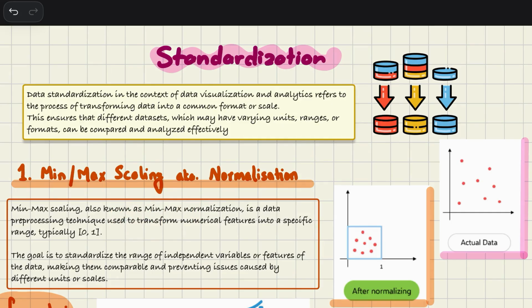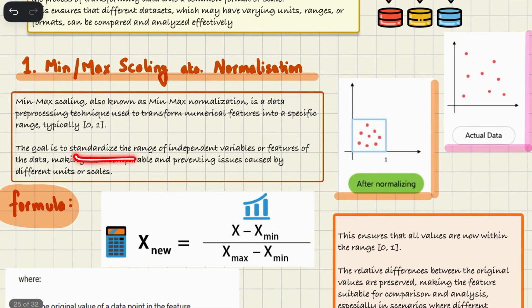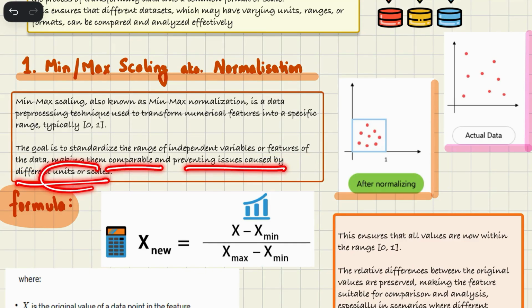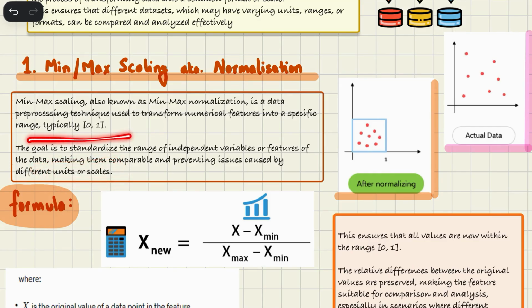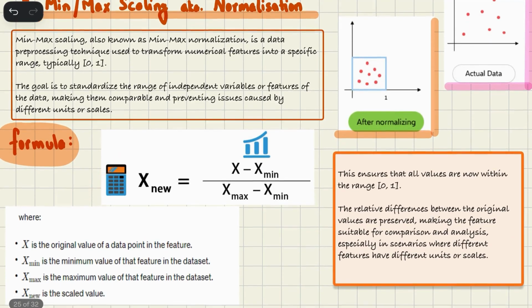Alright, so the goal is to standardize the range of independent variables or features of the data, making them comparable and preventing the issues caused by different units or scale. Like we talked about the apple and the elephant, right? So if there are different units or scale, we can quickly overcome the problem by using min max scaling or normalization, right? So this is the formula for normalization.